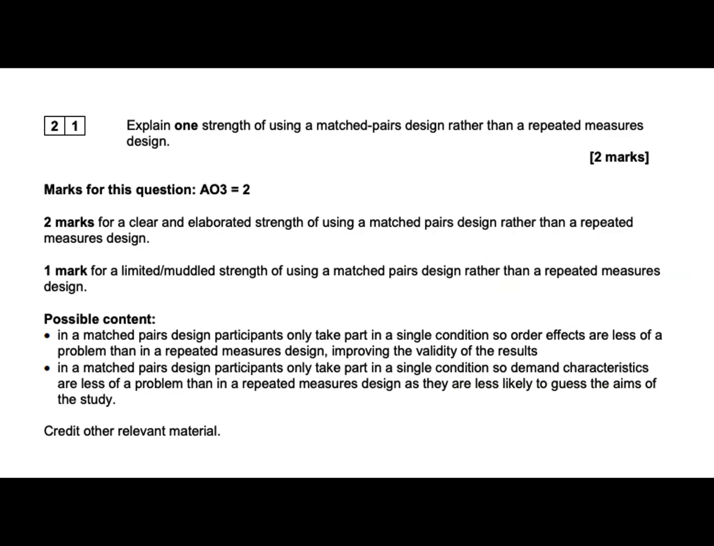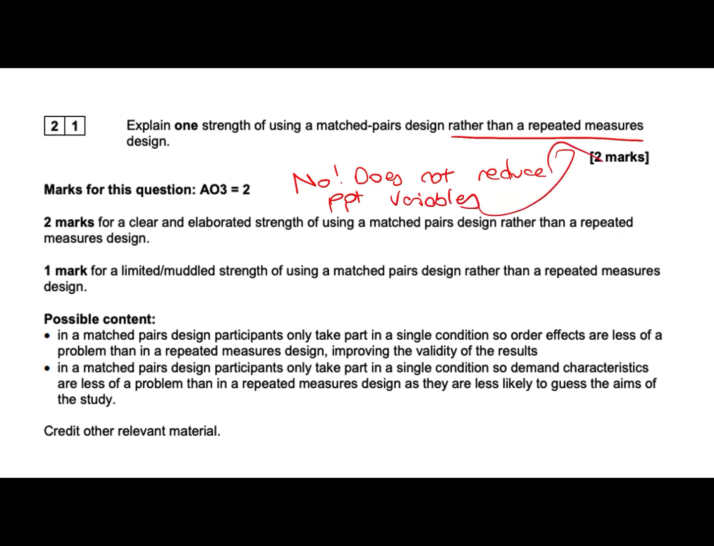All right, number 21, explain 1 strength of using a matched pairs design rather than a repeated measures. I was shocked by this question. So many people said it helps to reduce participant variables. No. This is in comparison to a repeated measures design, where there are literally no participant variables because it's the same people taking part in both conditions. Yes, it does help to minimize participant variables, but not in comparison to repeated measures. And so unfortunately, if you said that, you got 0 marks.